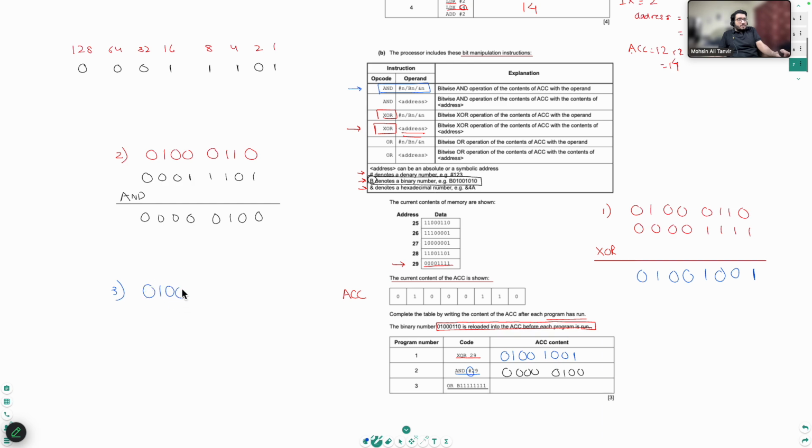0 1 0 0 0 1 1 0, and I'm ORing it with all 1s, so 1 1 1 1 1 1 1 1. OR gives me a 1 if both are 1s or any one is 1. Since I have at least one 1 in each case, my answer is going to be 1 1 1 1 1 1 1 1. So I'm going to write down 1 1 1 1 1 1 1 1. All right, I hope that makes sense. Thank you.